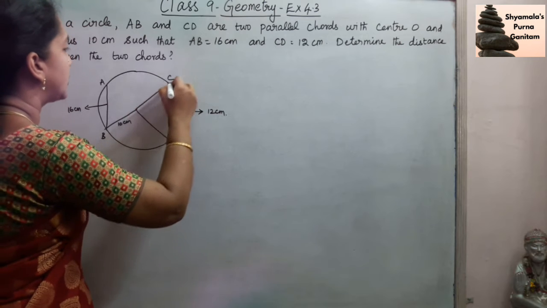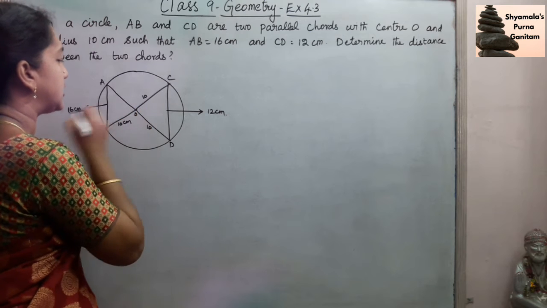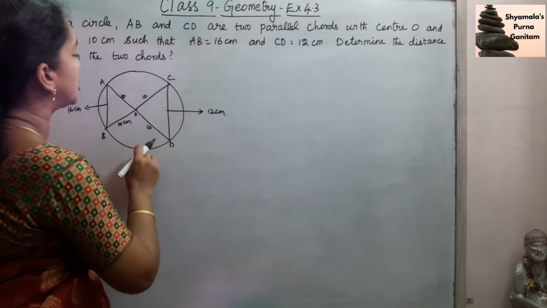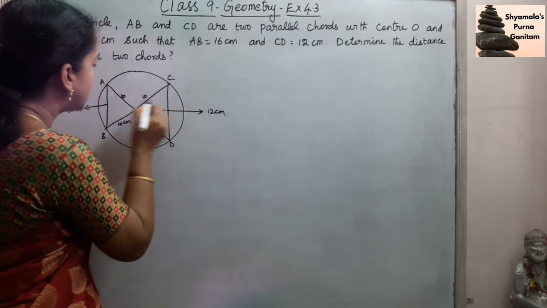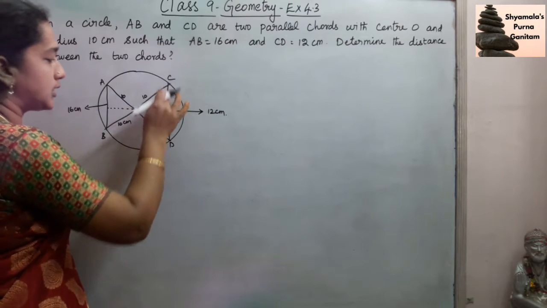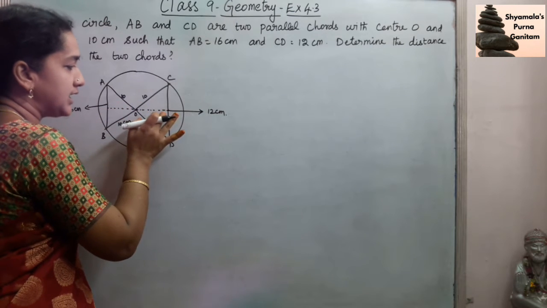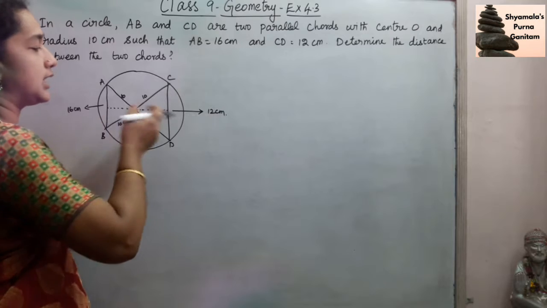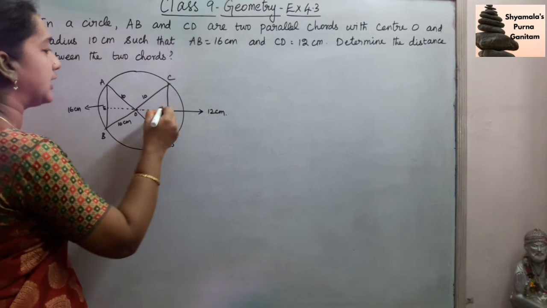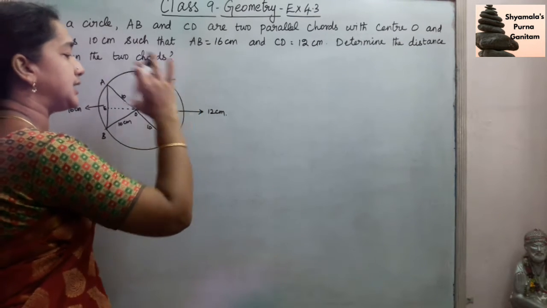For this, we will make it as a triangle. All these are radius. This is the center point O, and the radius is given as 10 centimeter. We are asked to determine the distance between the two chords. This is one chord and this is the other chord. This dotted line is the distance between the chords, and that length we are asked to find. We will mark that as E and F. The lengths of chord AB and chord CD are given.